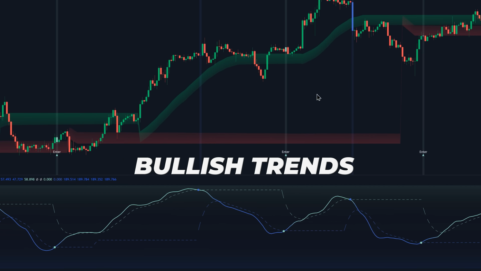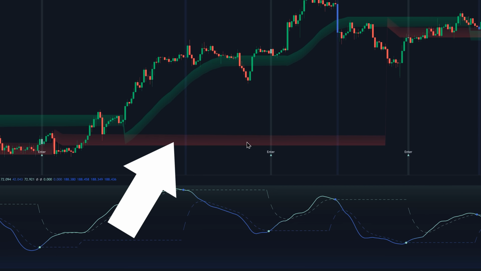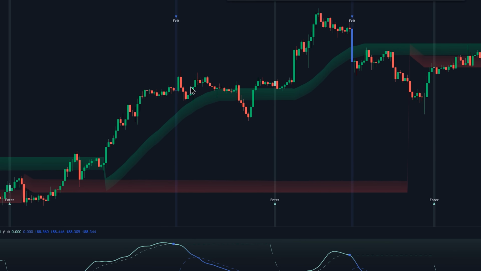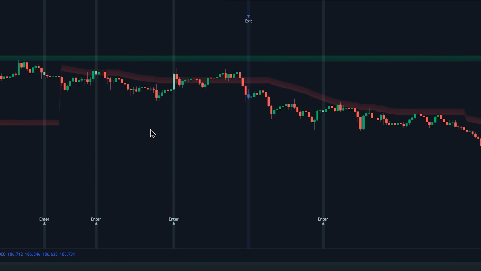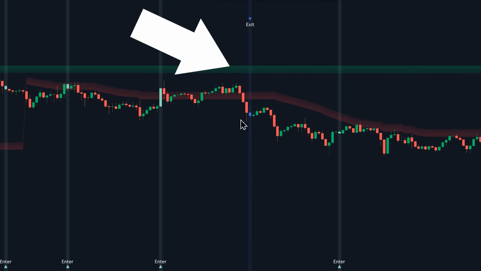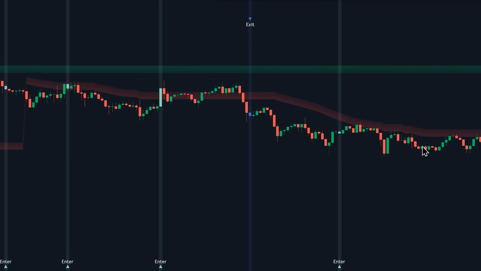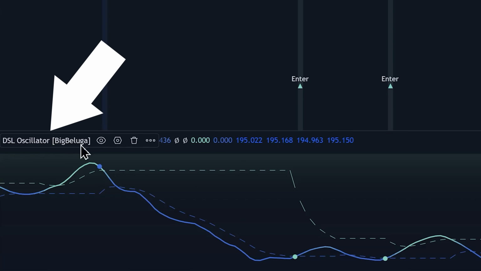A bullish trend is going to be confirmed whenever the green band is above the red band with the price heading upwards, like here. Conversely, a bearish trend is going to be indicated whenever the red band is below the green band with the price heading downwards, like here. We're going to combine this indicator with the DSL oscillator to take long and short positions.